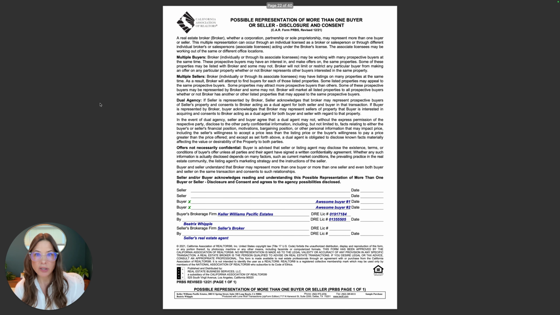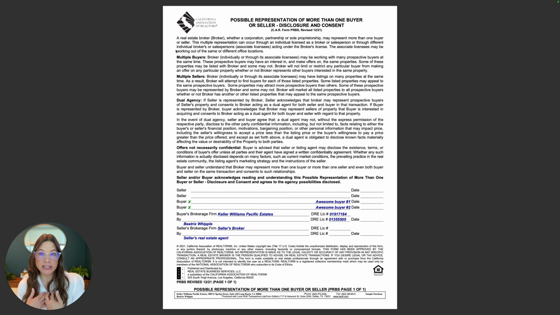2 pages of that. Okay, possible representation of more than one buyer and seller. This sometimes means one thing on here, but always means another thing. Let me explain that. So over here, multiple buyers. Broker, in our case, Keller Williams Pacific Estates, may be working with many prospective buyers at the same time. That does not mean I personally have more than one buyer making an offer on this place. It means that Keller Williams, who I hang my license with, has more than just you as a client. That's all it means, and that always applies. It also applies for sellers. Keller Williams Pacific Estates, who I hang my license with, has more than just you, if you're the seller, as a seller. Dual agency. Okay.